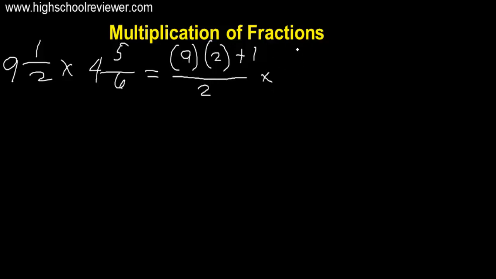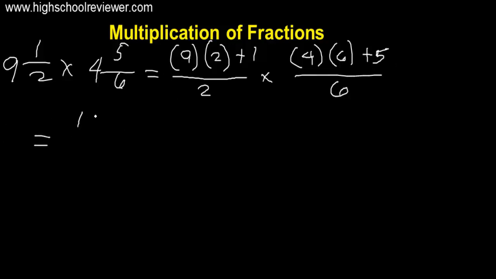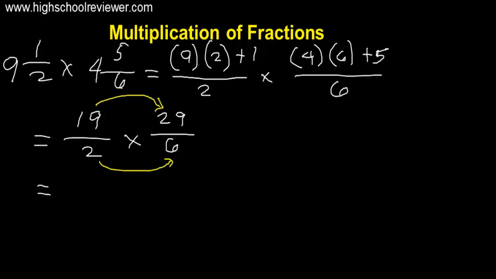And then for 4 and 5 over 6, this will be 4 multiplied by 6 plus 5, all over 6. So 9 times 2 plus 1, this will give us 19 all over 2 times 29 all over 6. And then we will now multiply all the numerators and multiply also all the denominators. 19 times 29, this will give us 551 all over 2 times 6, that is 12.